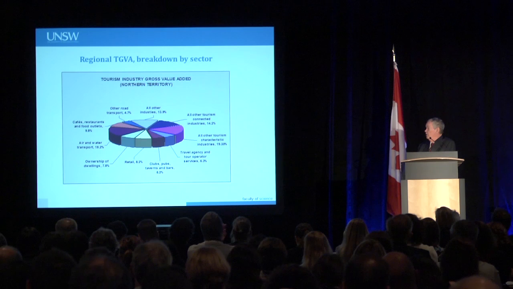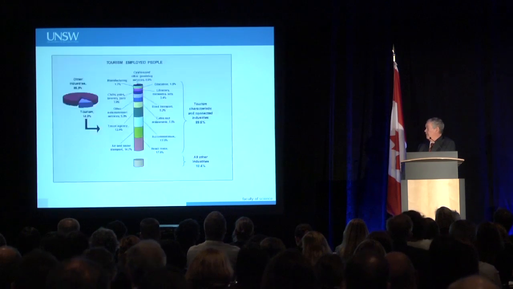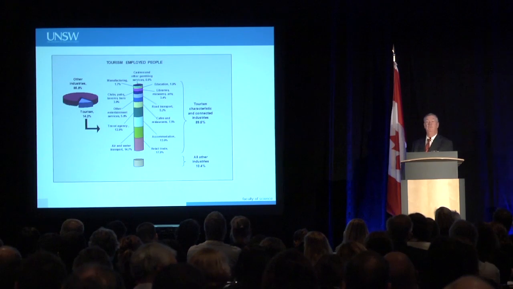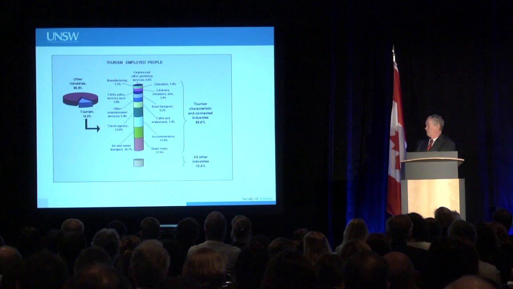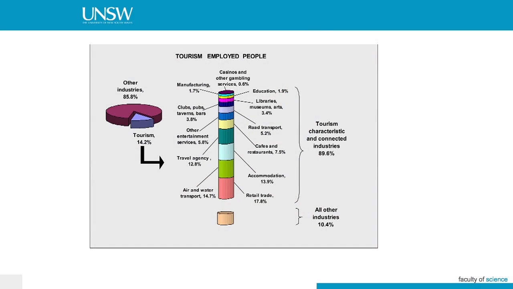And here we have the same type of information for tourism gross value added, and tourism employment. Which are the sectors that employ people? Again, we've developed displays here based on the regional tourism satellite accounts. I mentioned that tourism in the Northern Territory contributes 14.2% of employment in that area, and of course then we can divide that up into the different sectors that employ people that are connected with tourism.